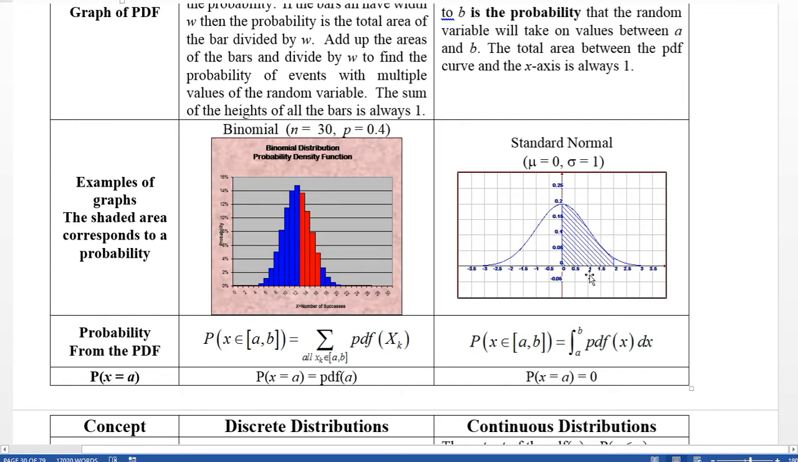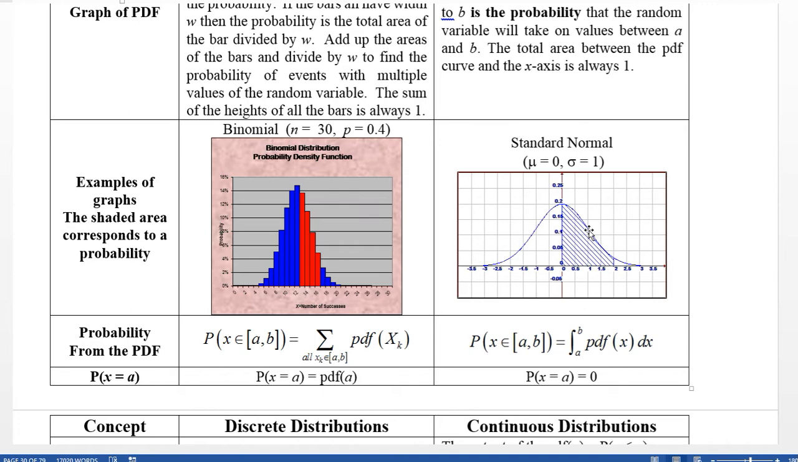Another way to think of it is in terms of these areas. When you're saying x equals 1, that's actually a vertical line segment here. A vertical line segment may have some length, but it has no thickness. So there's no area there. If there's no area, then there's no probability.